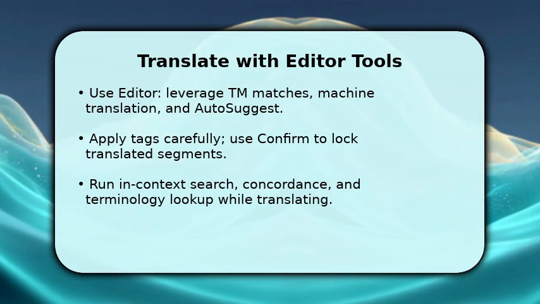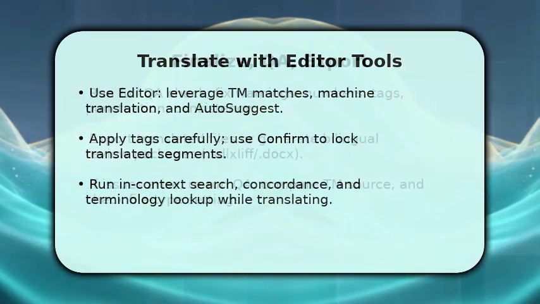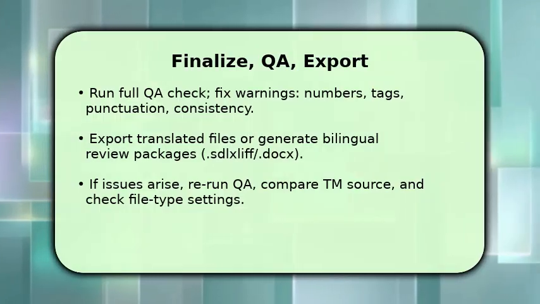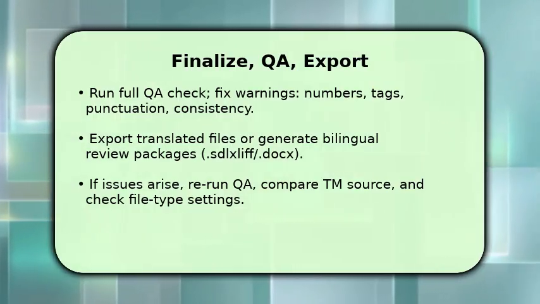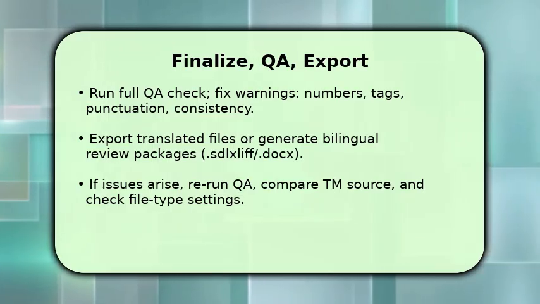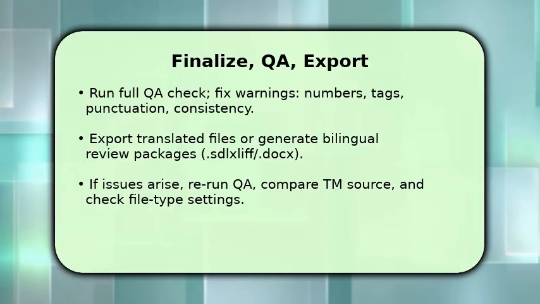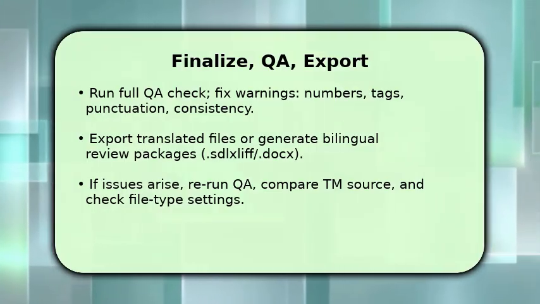You finish by running the QA check and addressing warnings. Focus on tags, numbers, punctuation, and terminology first. Once resolved, generate the deliverable by exporting target files or creating bilingual packages for review. Make sure to update and confirm your TM so future projects benefit.